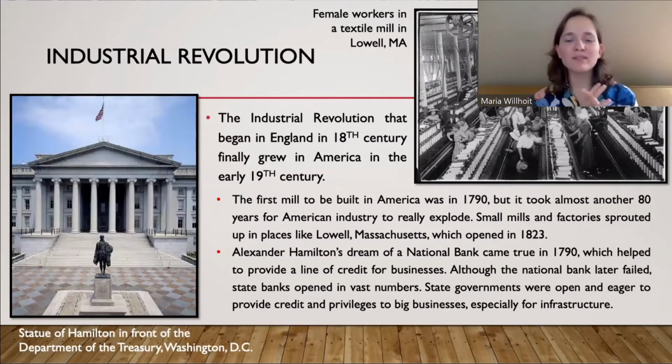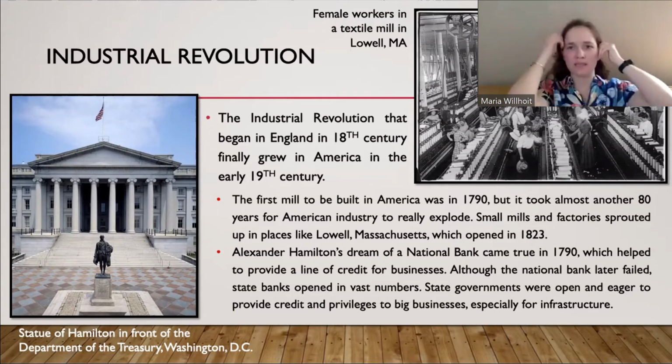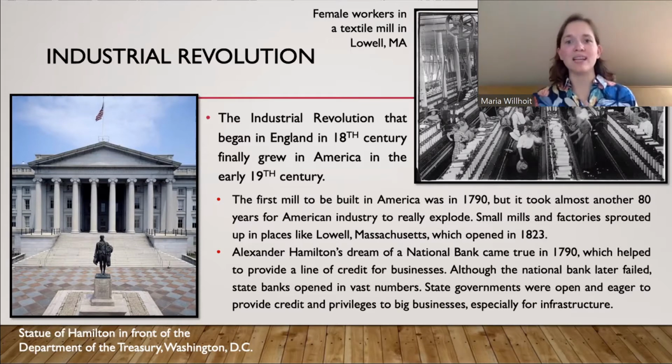So in the midst of this immigration wave, we also have a massive wave of industry. And our industrial revolution begins a little bit later than England. England starts to have it in the 18th century, pre-Victorian, and we start to have it in the Victorian era, the 19th century. We're a little bit behind, but we do catch up.